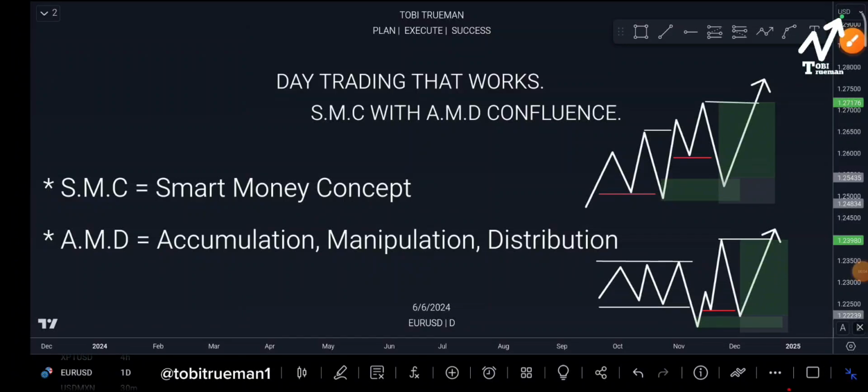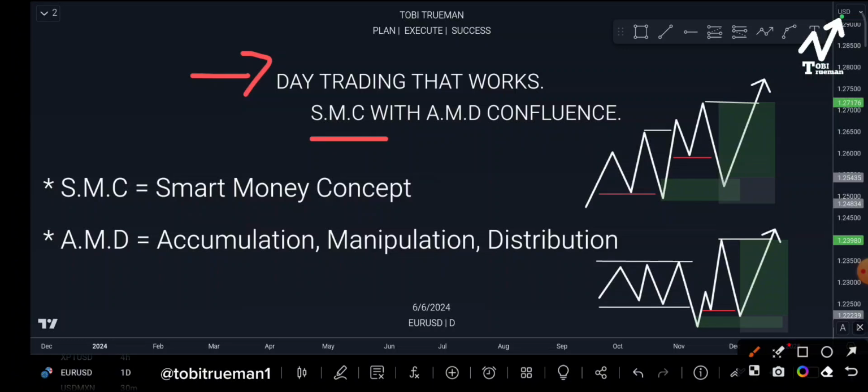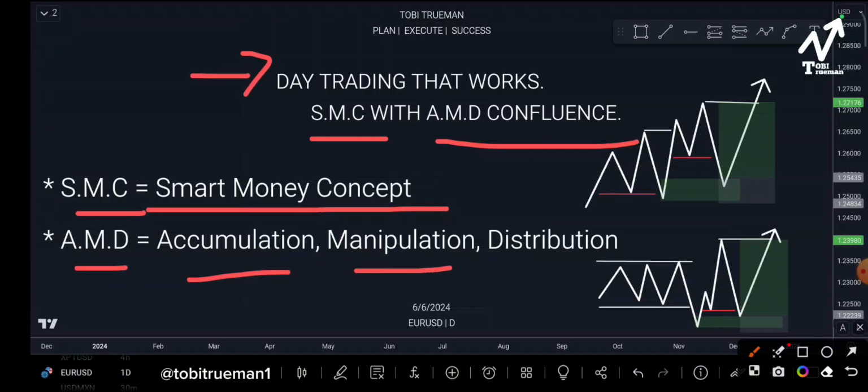You are welcome again as you consider day trading. This particular strategy is what? Smart Money Concept, that's SMC, with AMD confluence. SMC, Smart Money Concept, right? AMD, Accumulation, Manipulation, Distribution. That is the full meaning of AMD. Then the confluence there is this.